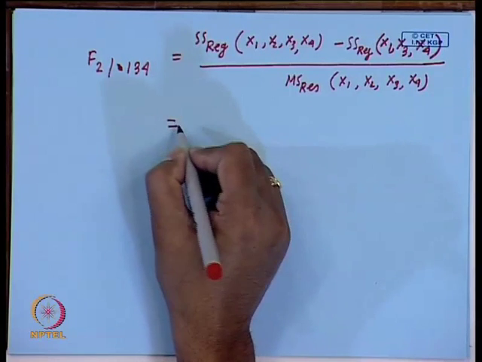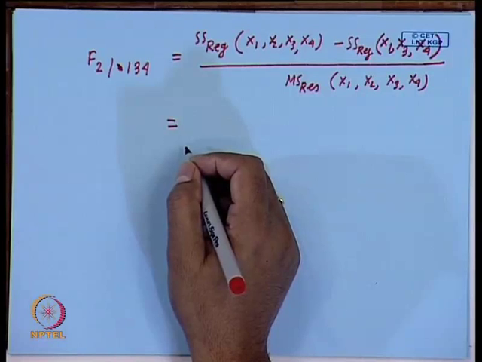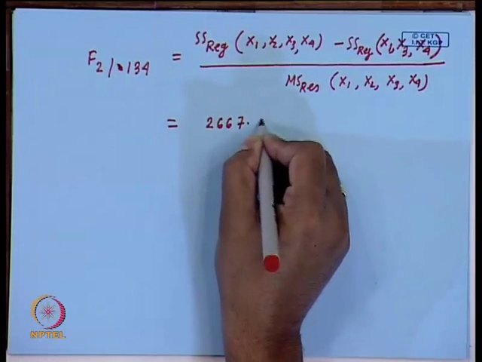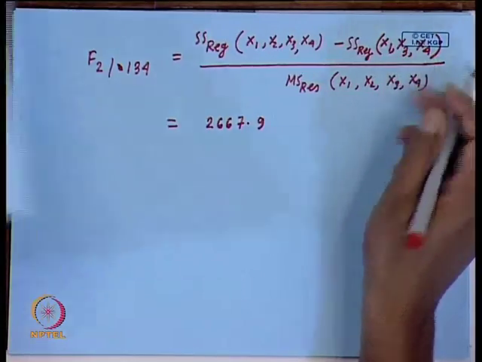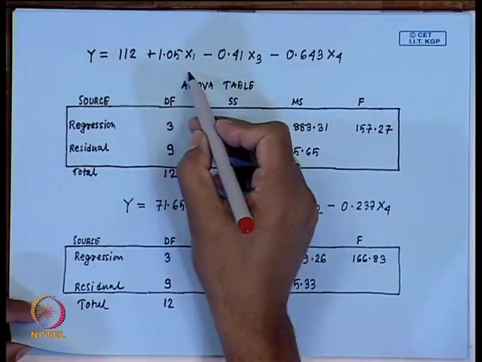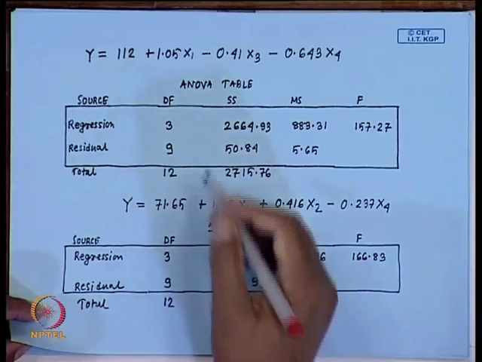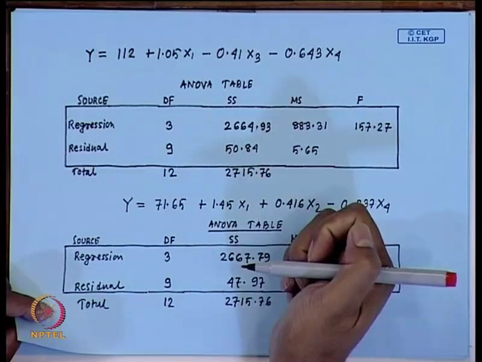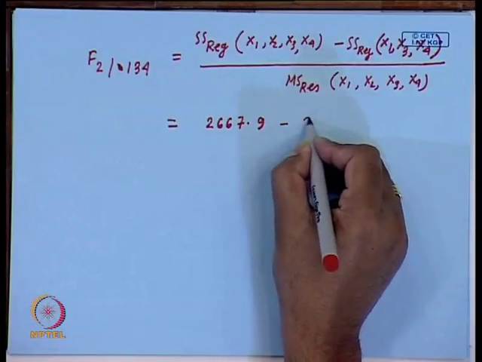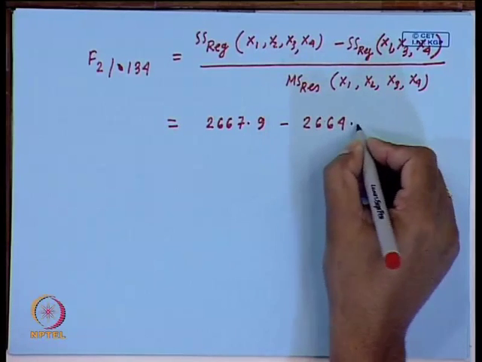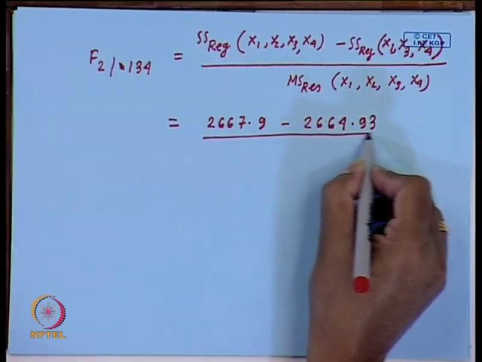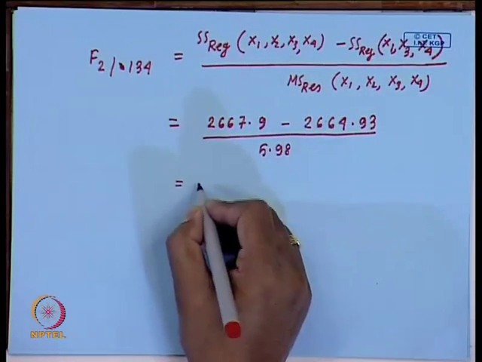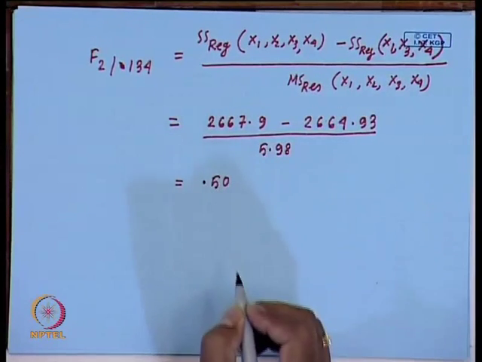Well, so let me check whether I have the ANOVA table for this one. Yes, I have. Okay, we know that this SS regression is 2667.9. Now, I need a model involving X 1, X 3, X 4. So, here is the fitted model y equal to X 1, X 3, X 4 and the ANOVA table here. So, the SS regression is 2664.94, right. So, minus 2664.93 divided by the MS residual for the full model, that is 5.98, and you can check that this value is close to 0.50.